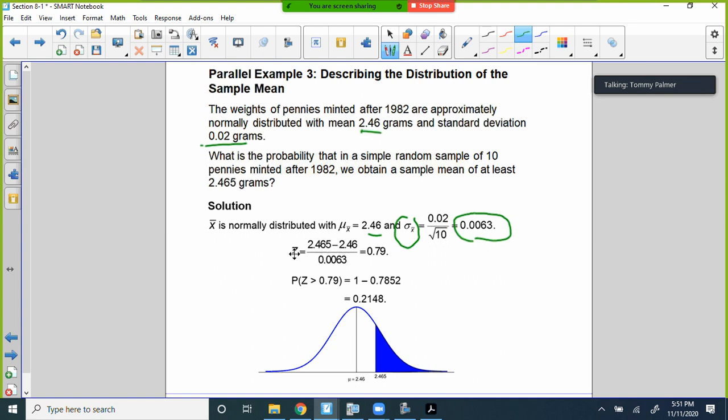So Z is going to be, since we want a sample mean of at least 2.465, 2.465 minus the mean of X bar, over the standard deviation of X bar. When we do that, it's going to be 0.79. And when you look it up on a normal distribution, this is the area that it gives you, right here.